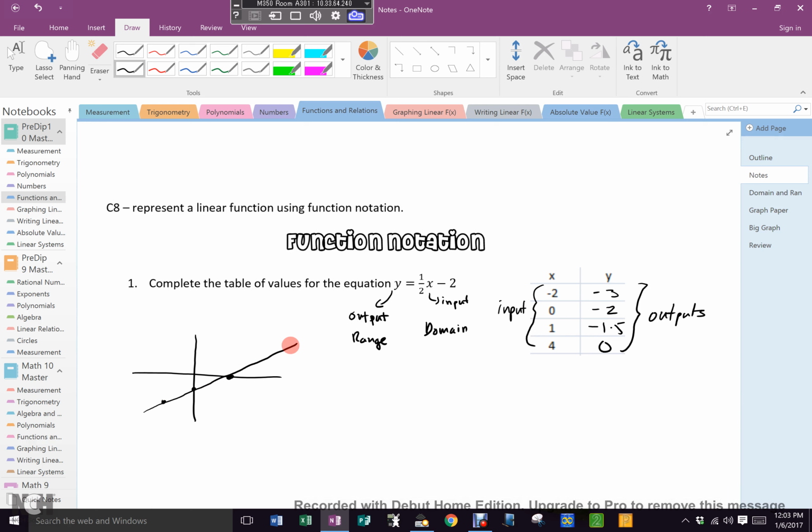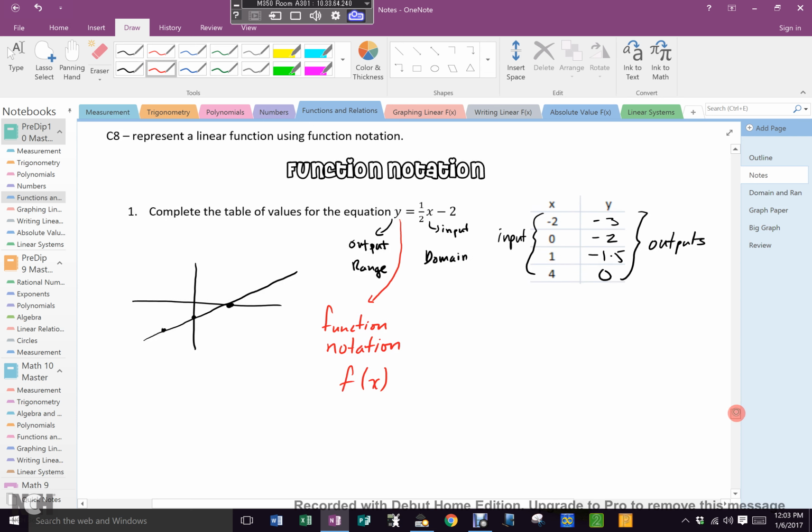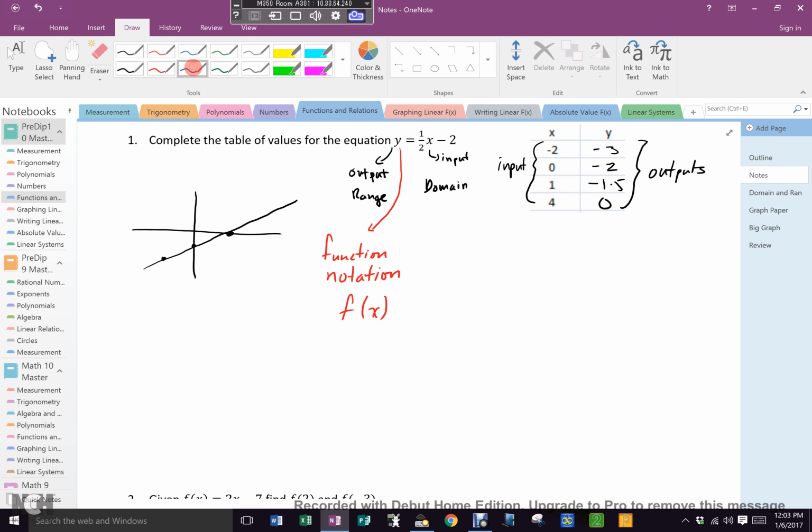Okay. The only thing that is changing now is instead of y, we are going to use what is called function notation. And function notation is simply this. f(x). f is the function's name, to differentiate it from other functions that may or may not be in the same question.